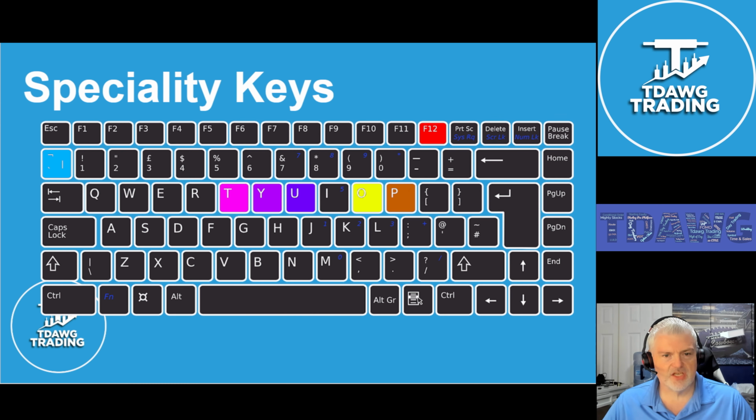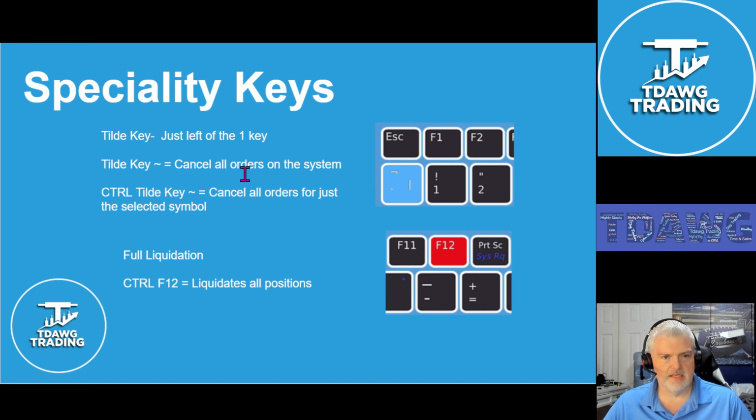All right, so now let's go into the specialty keys. We'll start with the tilde key, obviously this key right here, usually right underneath the escape key. When I want to cancel all my orders, I just press that key. It cancels all orders: buys, sells, shorts, covers. It cancels everything that's on the setup. Now, using Control with that key cancels just the orders that are currently active.